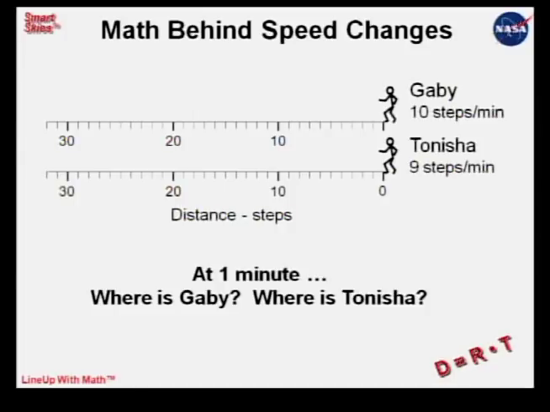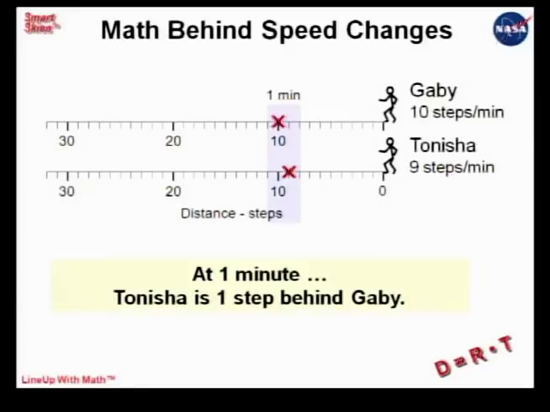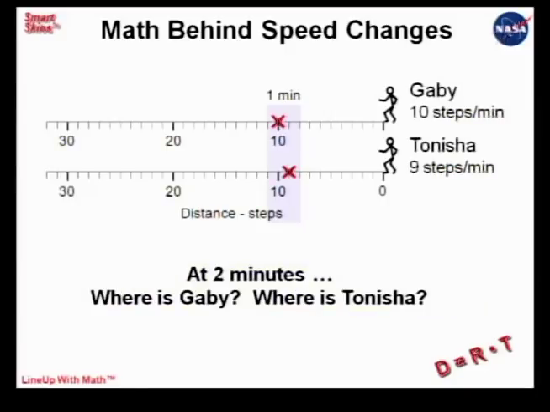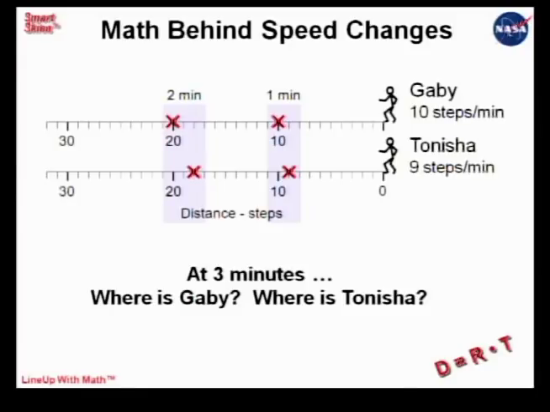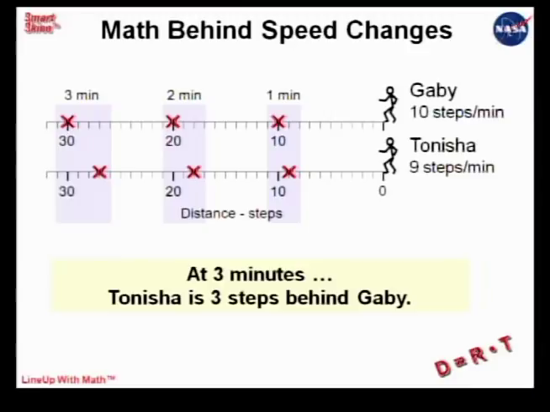At 1 minute, where's Gabby and where's Tanisha? Well, after 1 minute, Gabby will be at 10 and Tanisha will be at 9. Tanisha will be 1 step behind Gabby. Now after 2 minutes, where's Gabby and where's Tanisha? Gabby will be at 20 and Tanisha will be at 18, so Tanisha will be 2 steps behind Gabby after 2 minutes. And finally, let's look at what happens at 3 minutes. At 3 minutes, Gabby's at 30, Tanisha's at 27, so Tanisha is 3 steps behind Gabby.